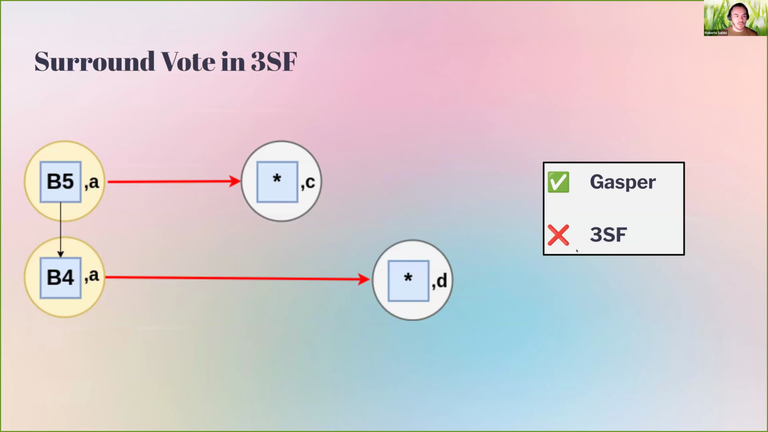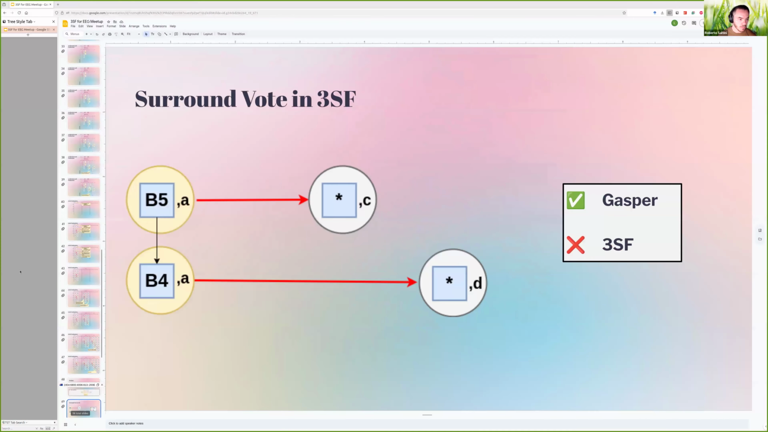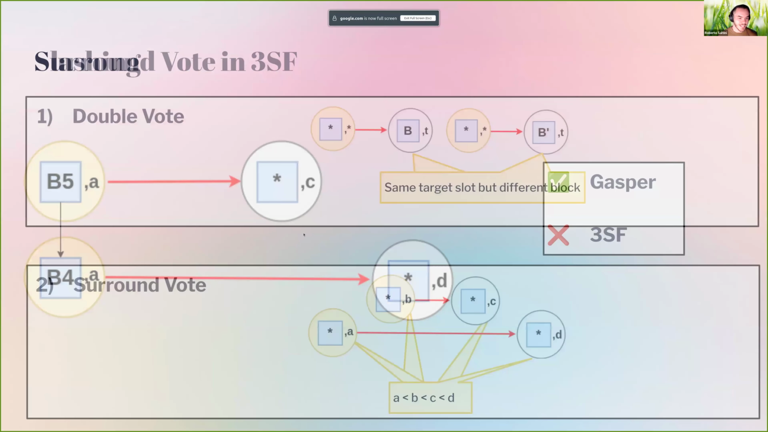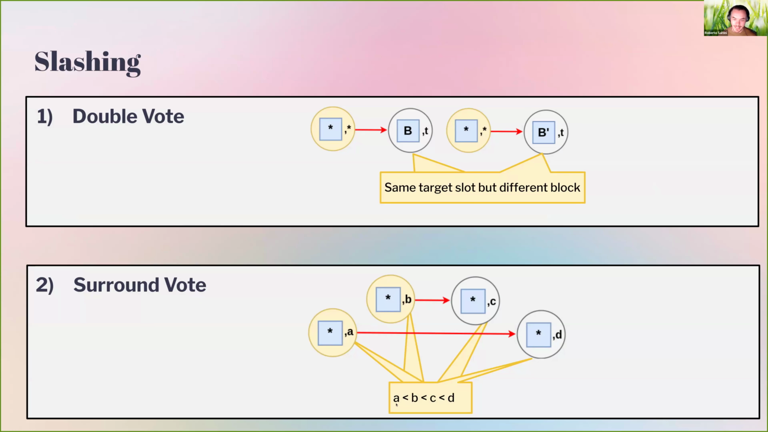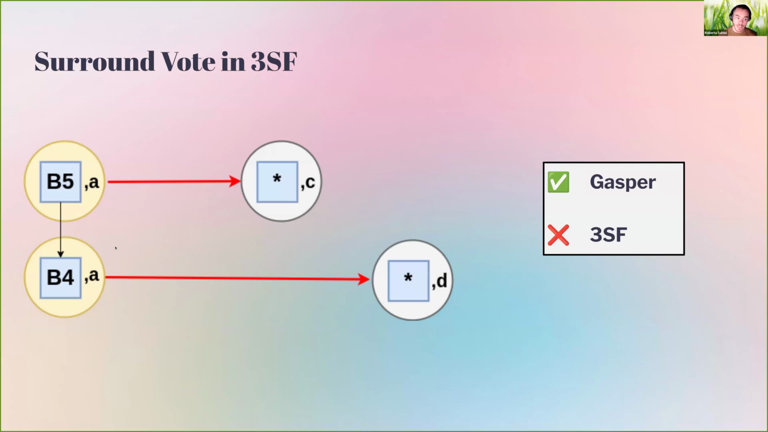Now, if you look at this couple of votes, this in Gasper is not slashable. This is because the source of both votes is the same slot A. And before, we required for slashing to happen that A was less than B. In this case, A is equal to A. So in Gasper, this wouldn't trigger a slashing.